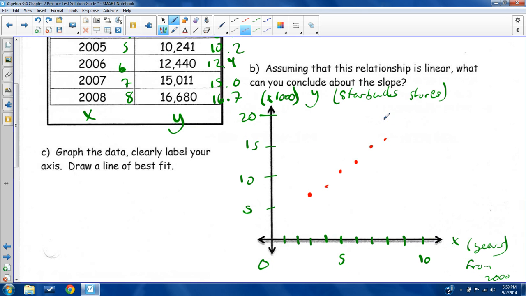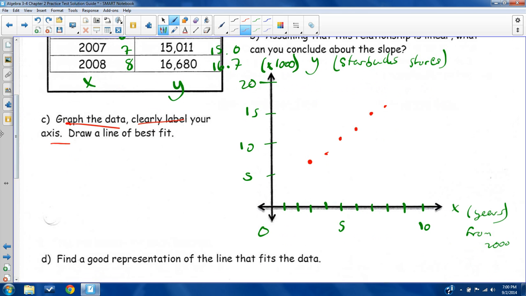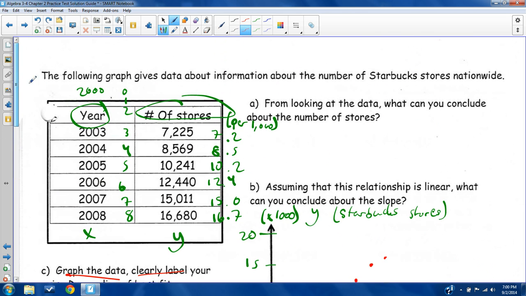Okay. All right. Graph the data. Clearly label your axis. Draw a line of best fit. So we've done that one and that one. Draw a line of best fit. Here's the thing. We look at these points. Oh, you know what? I might have skipped some stuff. Yep. My bad.